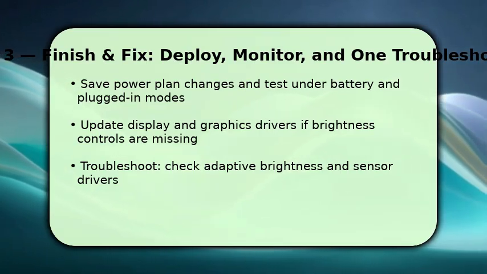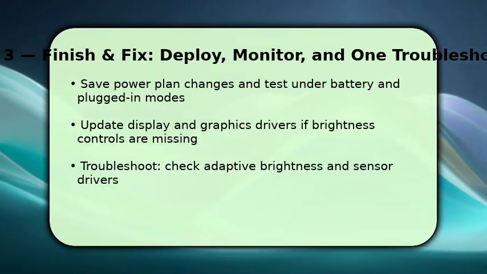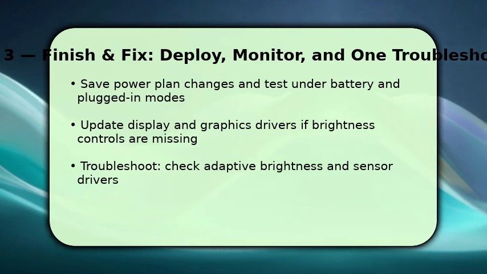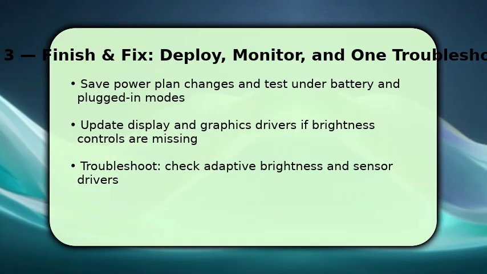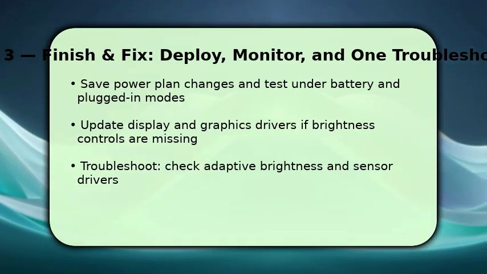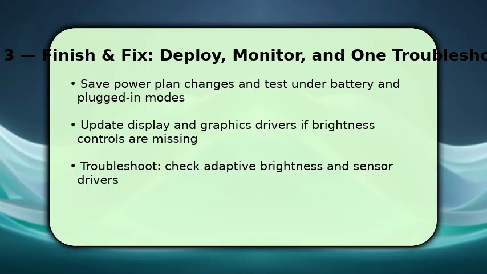One key troubleshooting tip: disable adaptive brightness or reinstall sensor drivers if brightness still won't change. This often resolves conflicts between Windows, the display, and graphics drivers, restoring manual control quickly.